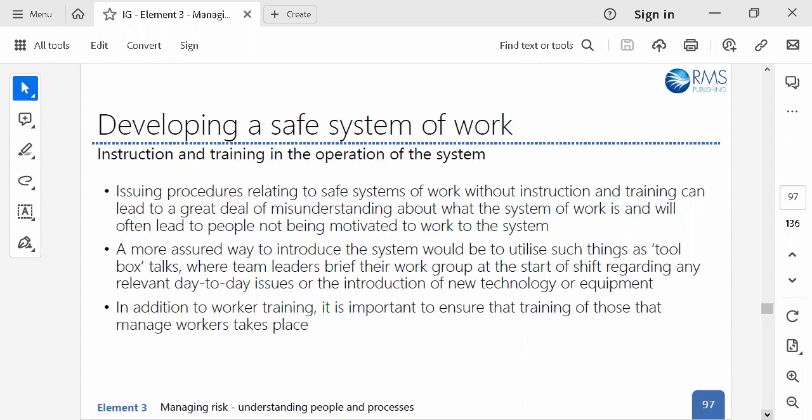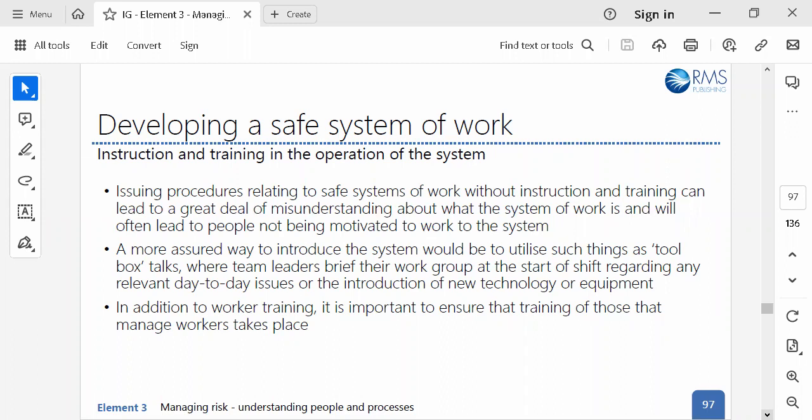A more assured way to introduce the system would be to utilize such things as toolbox talks, where team leaders brief their work group at the start of the shift regarding any relevant day-to-day issues or the introduction of new technology or equipment. So normally we inform our workers during the toolbox talk about the safe system of work, or if there is any new technology or equipment, we tell them about the hazards or risks in that technology or equipment. In that way, they will better manage the hazards and the controls.